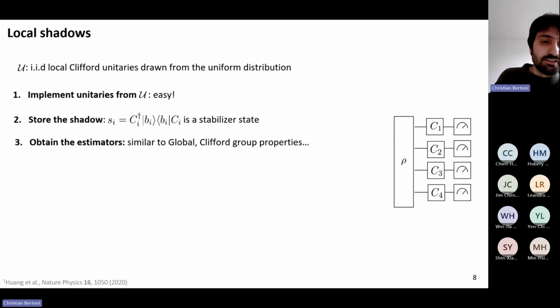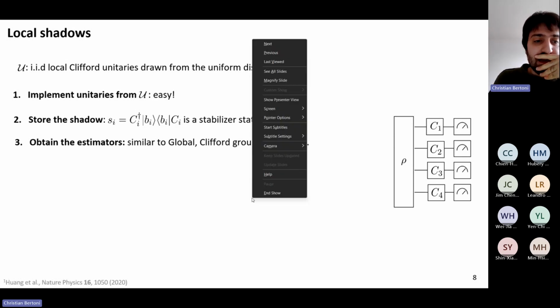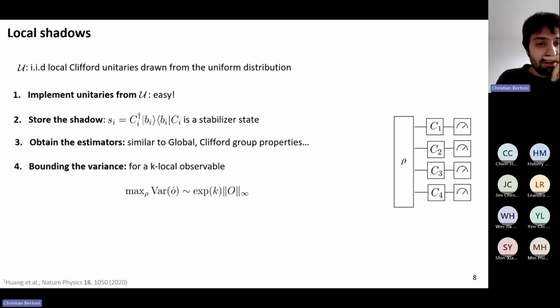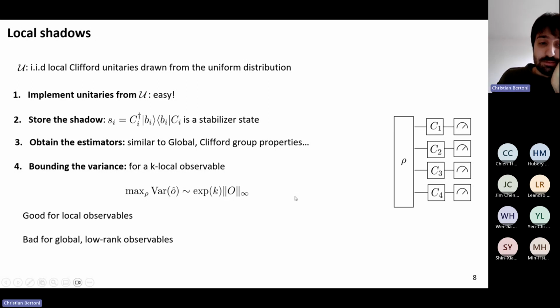Obtaining the estimator is a very similar issue as well to the previous case. Essentially, we have the same thing with the closed form of the measurement channel, except that now it's local. And this is due to Clifford group properties. And finally, we get to the point where everything changes. Now we have that the variance of some k-local observables scales exponentially in k, which means that this protocol is very good for local observables, but bad for the global low-rank observables for which the other protocol was so good.